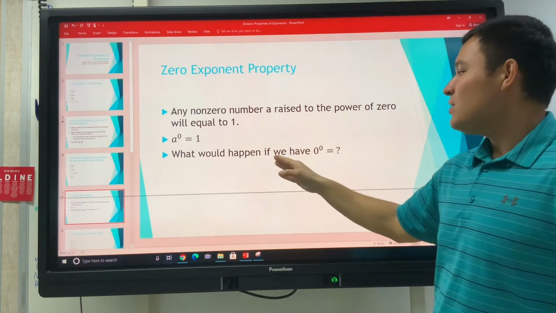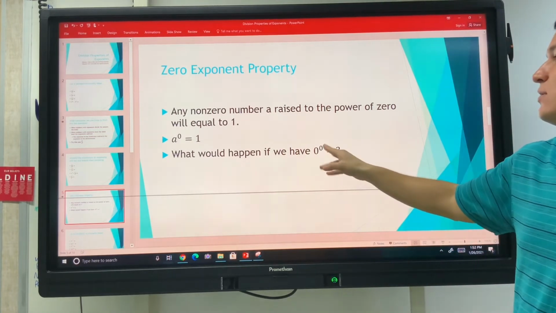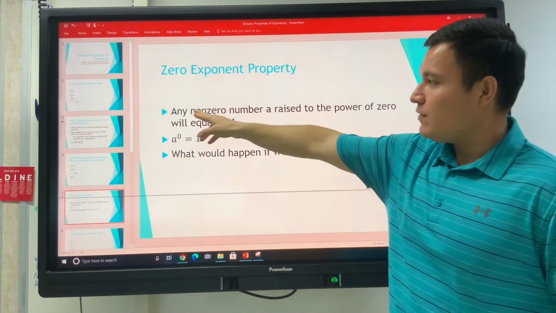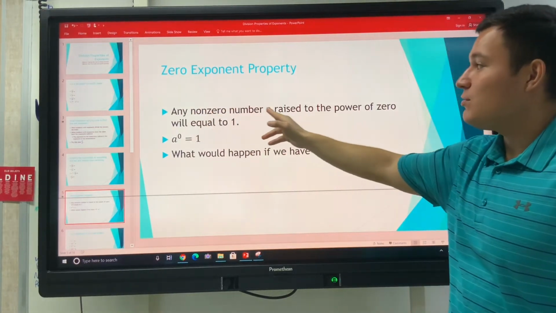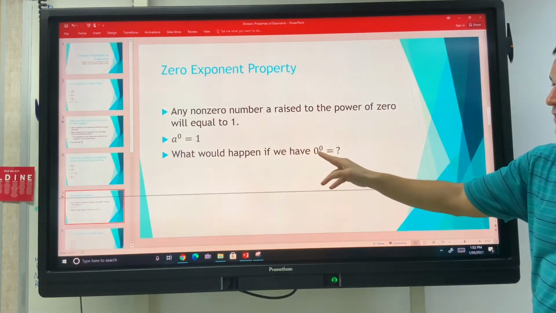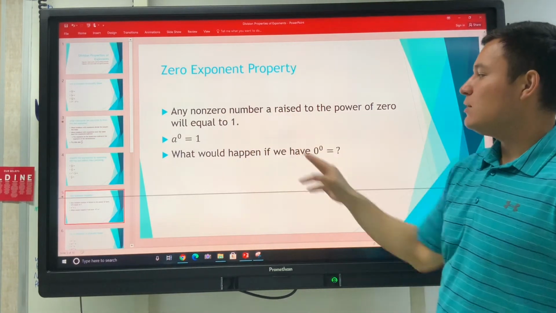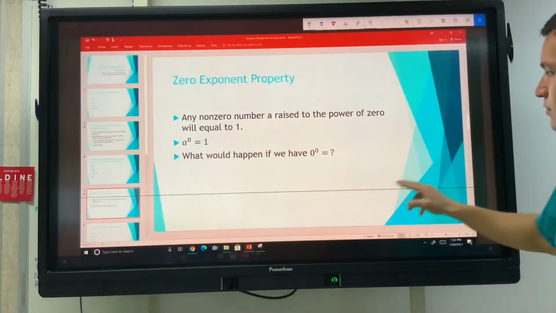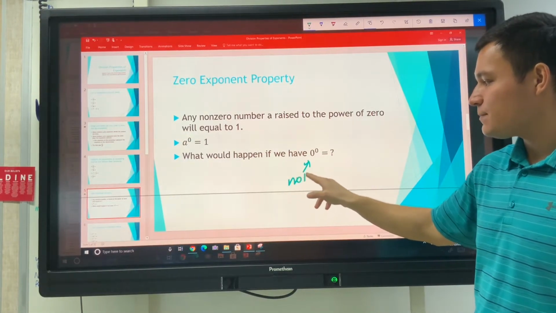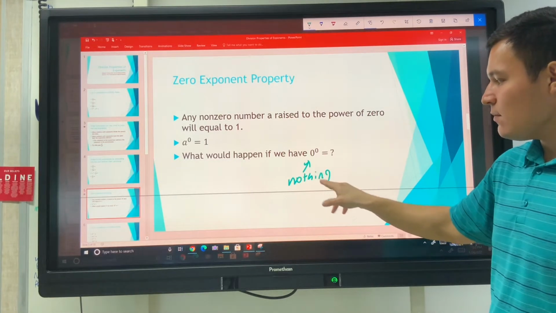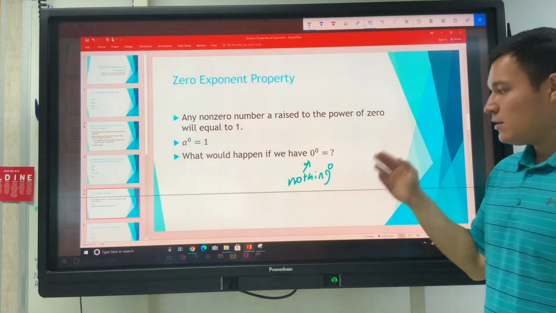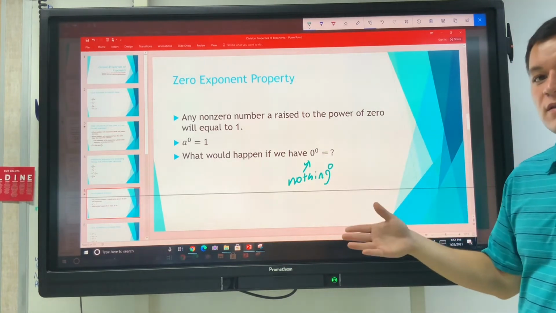So what would happen if you have 0 to the power of 0? Well, if you look back up here, it says any non-zero number raised to the power of 0 will be equal to 1. So this is 0, which means it doesn't match this rule. So what's going to happen? 0 means nothing. If you have nothing and you raise it to the 0 power, it's not going to make the number 1.